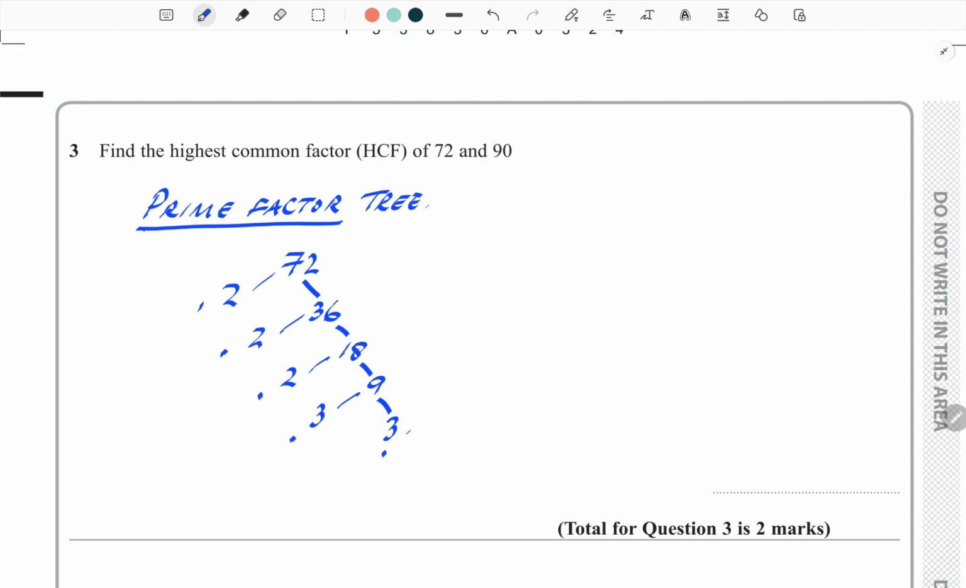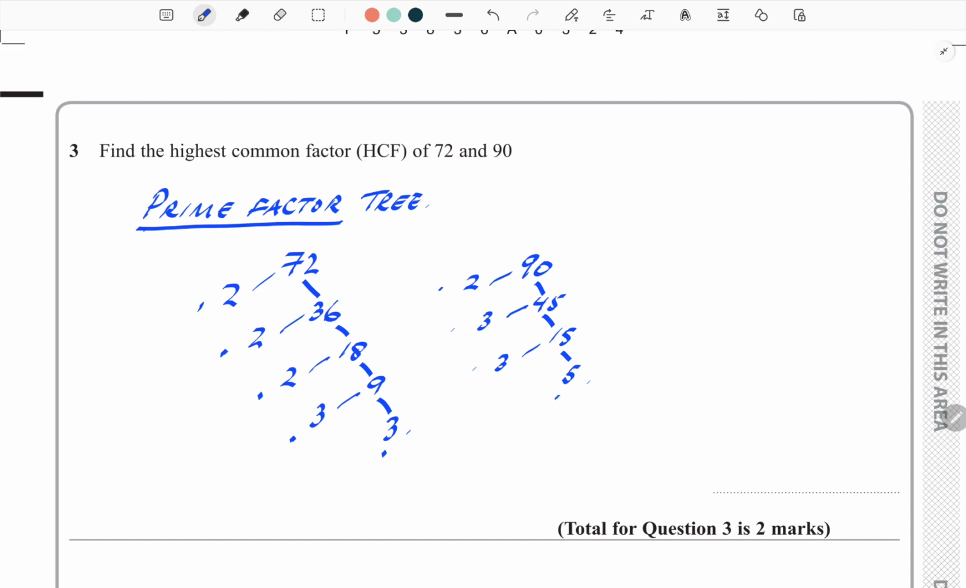All right. And then 90, doing exactly the same thing. So 2 leaves us with 45. And that one's going to be, let's say, start with 3. 15. Divide by 3 again. And you're left with 5. All right. So 90 is made up of 2 times 3 times 3 times 5.